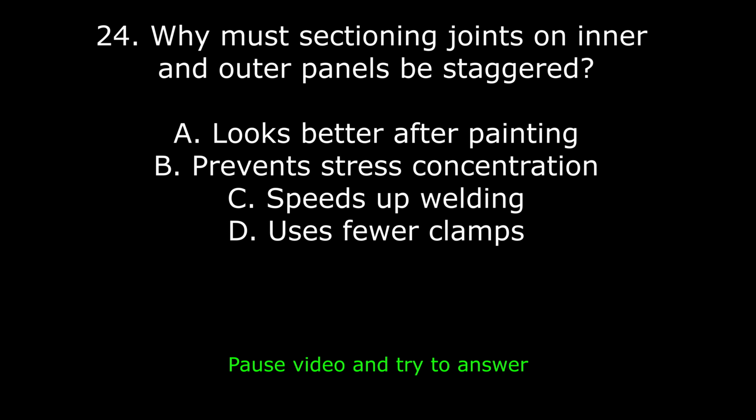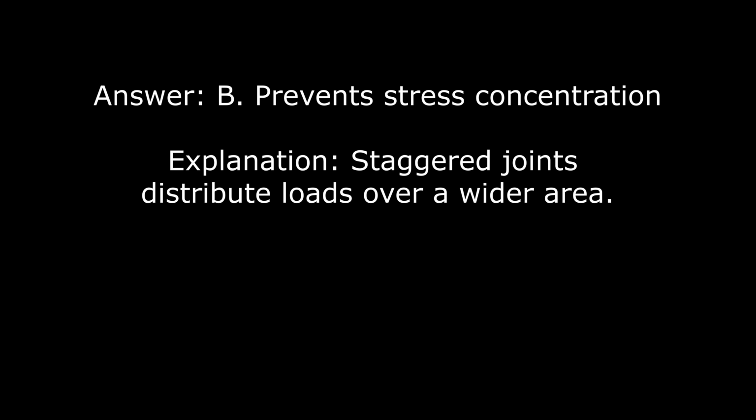24. Why must sectioning joints on inner and outer panels be staggered? A. Looks better after painting. B. Prevents stress concentration. C. Speeds up welding. D. Uses fewer clamps. Answer: B. Prevents stress concentration. Explanation: staggered joints distribute loads over a wider area.